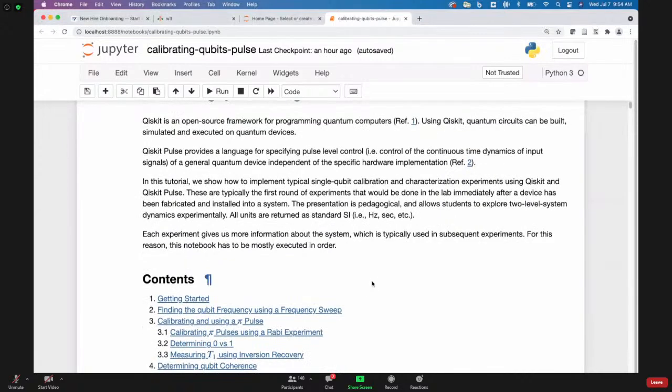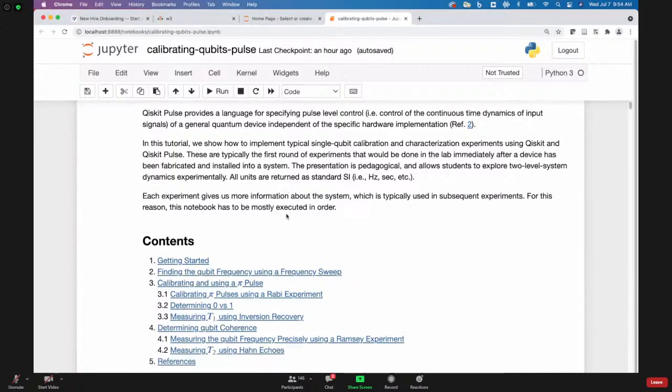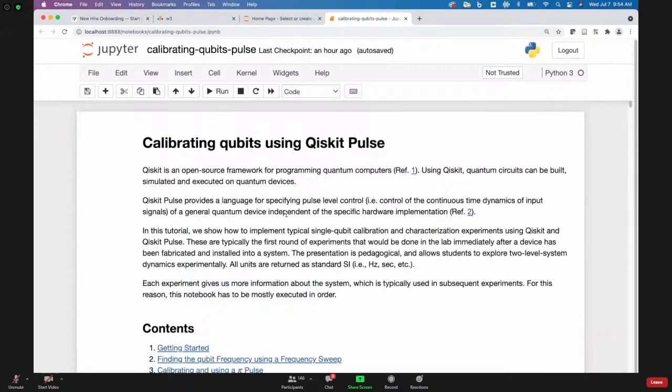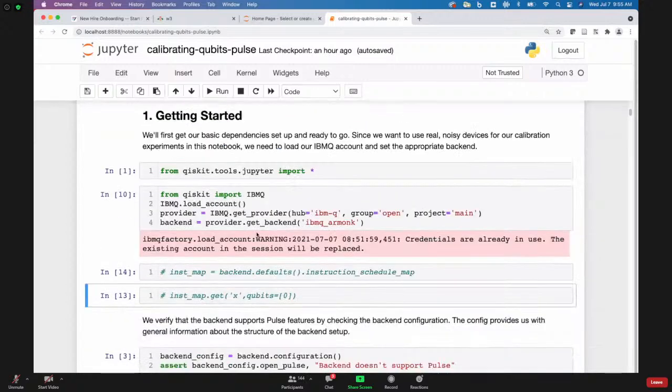Great. So this right here is from the Qiskit textbook, Calibrating Qubits with Pulses. This is chapter 6 in the Qiskit textbook, I believe, section 6.1. I just want to show you some of the things in this, do some live demos and show you what's going on. But you can go through this whole notebook yourself and carry out all of the experiments.